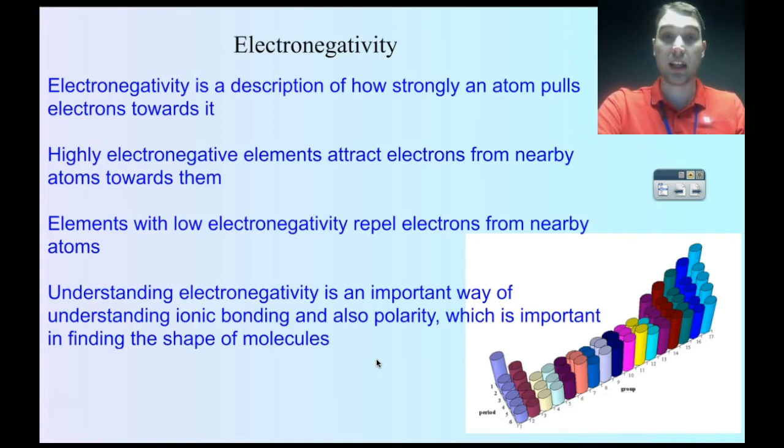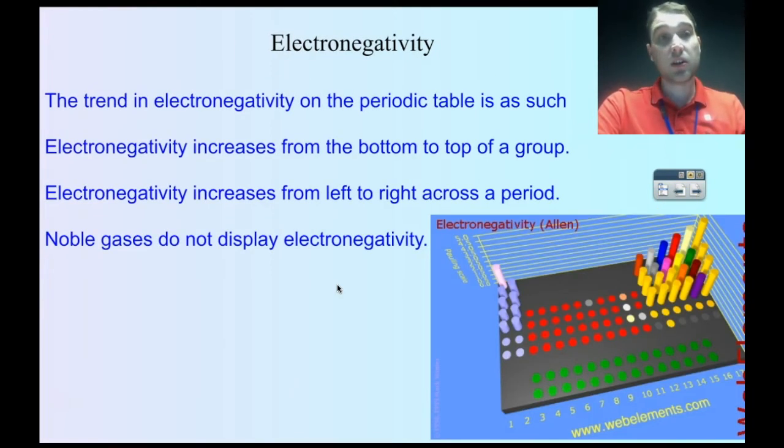So we can relate electronegativity to metal and non-metal reactivity behavior. So the trend of electronegativity in the periodic table is electronegativity increases from bottom to top. So as we go up the periodic table, the electronegativity increases. It also increases as we go from left to right across the periodic table. Noble gases don't display electronegativity because they're neither pulling nor giving away electrons.